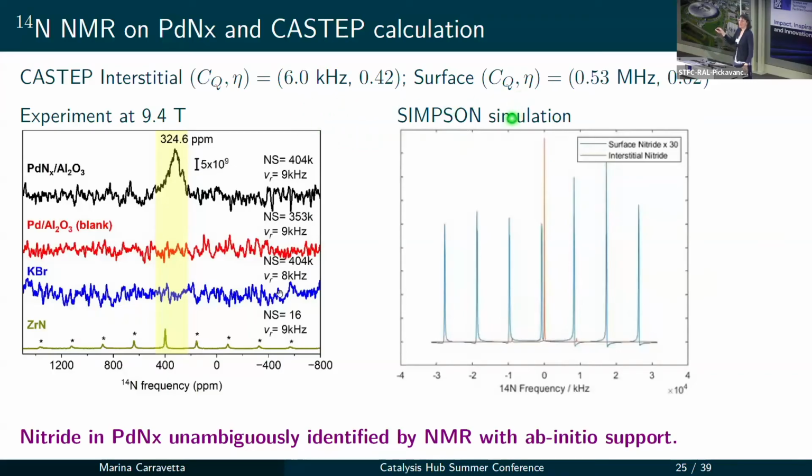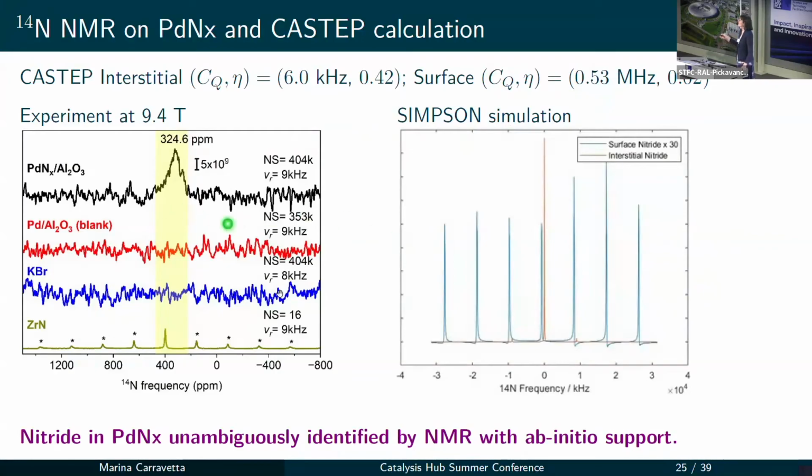If it had been a surface nitride, the quadrupolar interaction was estimated to be 0.5 megahertz. So there is a very massive difference in estimated quadrupolar interaction, and that very significant difference gives a very different effect when it comes to the simulated spectrum.